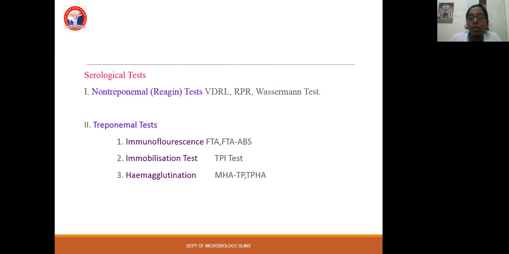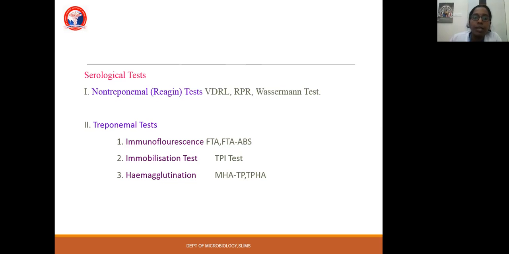Then we have the hemagglutination test. So TPHA, that is the Treponema pallidum hemagglutination test. Here we take washed erythrocytes, rabbit or sheep erythrocytes can be taken. These are coated with the antigen, that is Treponema antigen, and then we add the patient serum. Once the antigen-antibody reaction occurs, we look for agglutination of the erythrocytes. You can look at this in a microtiter plate and we can titrate it. So this is your hemagglutination test.